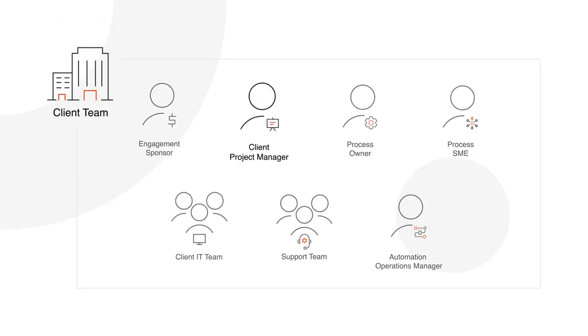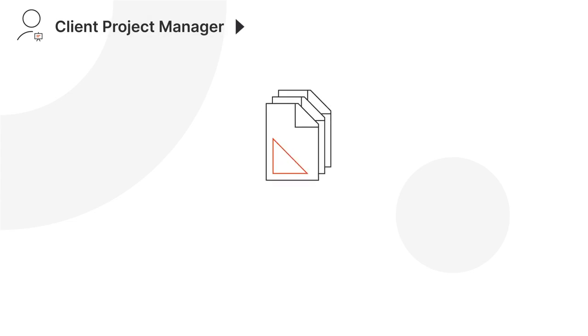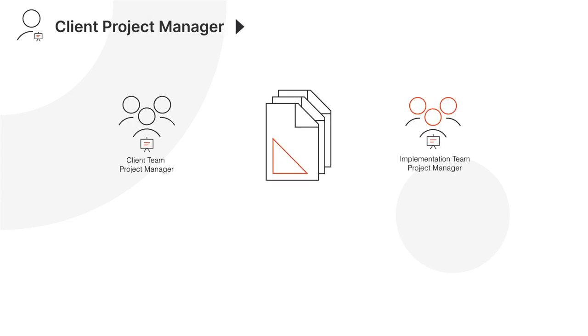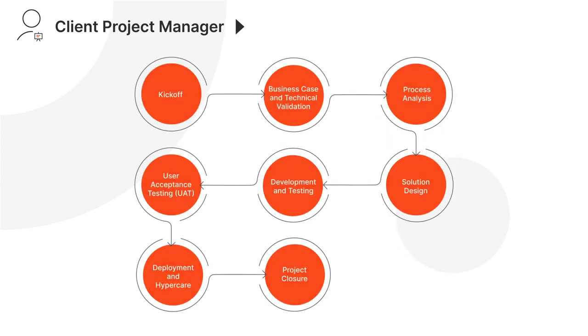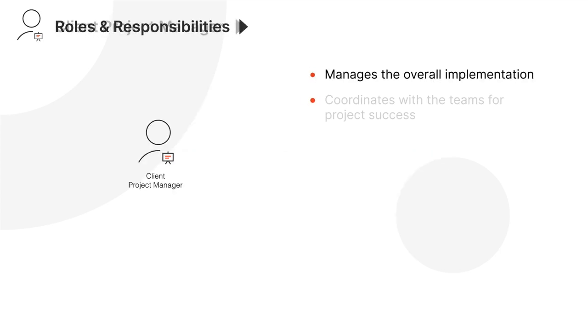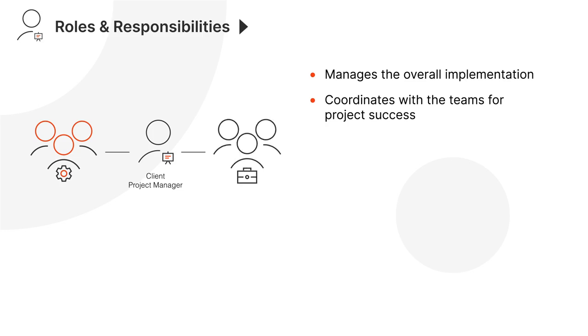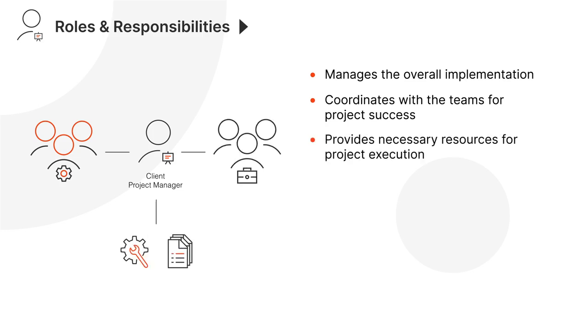The next role is the client project manager. In large projects or where the client team is deeply involved in the actual implementation work, the project manager will mirror the activities of the implementation team project manager. That means that they're involved at all stages, managing the overall implementation from the client team side. Generally, they coordinate between the implementation team and the client team to ensure a successful project. They're responsible for providing all of the resources necessary to execute the project.